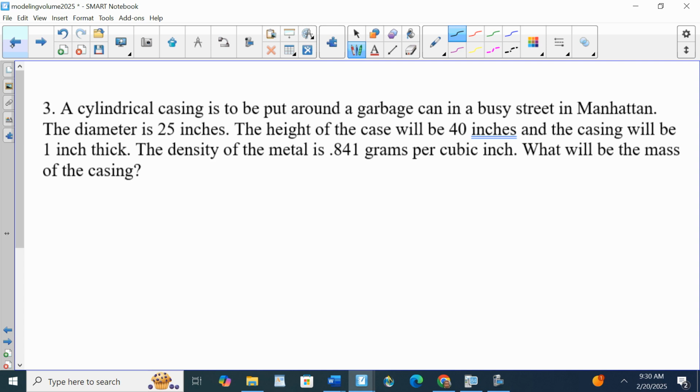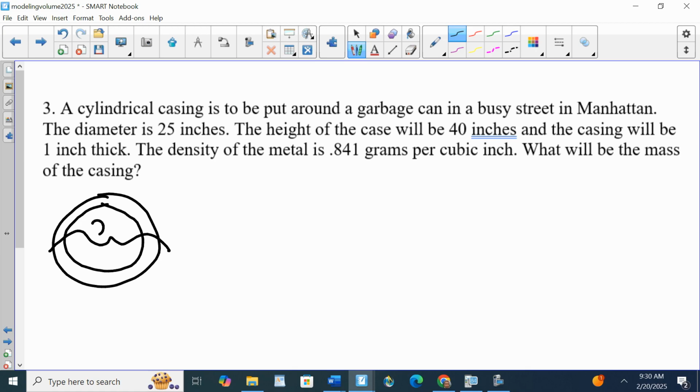Why not? A cylindrical casing is to be put around a garbage can. So we have a hollow shape. So remember, with hollow, we always want to draw a cross section. The diameter is 25 inches. And it says that it's 1 inch thick. So that's 1 and that's 1, which makes the inner diameter 23.